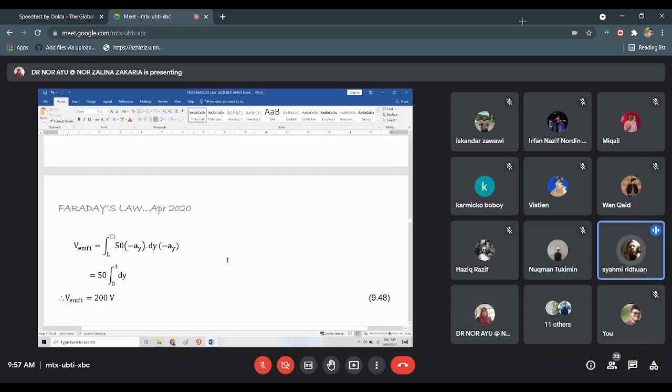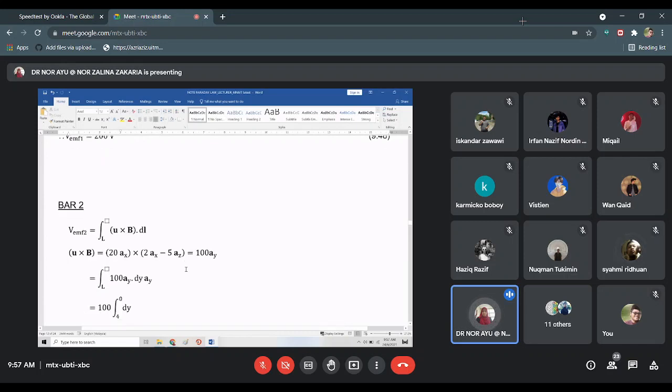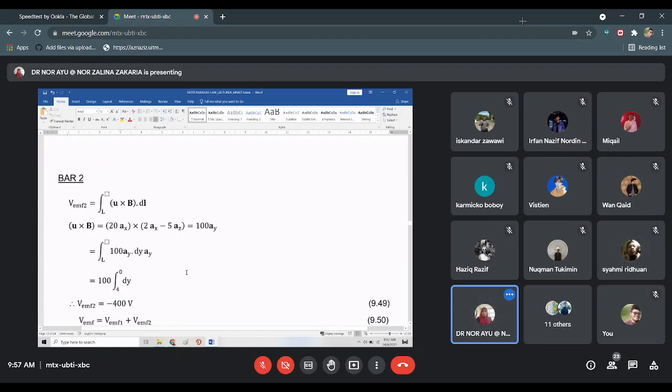Ni jawapan akhir, madam? Ni jawapan akhir untuk bar number 1. Okay, so we have second bar. Left, right. Yes, left, right tu. So second bar, the U is different.